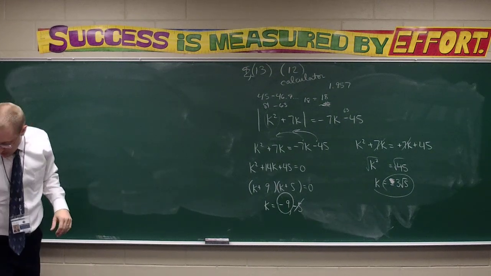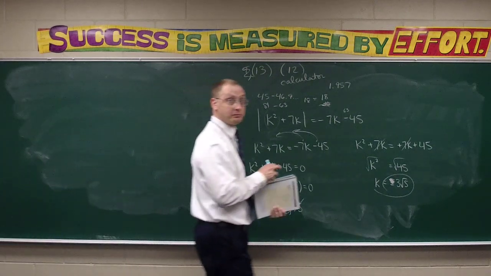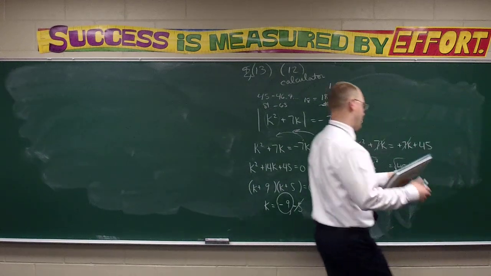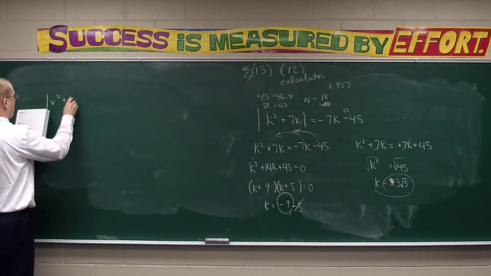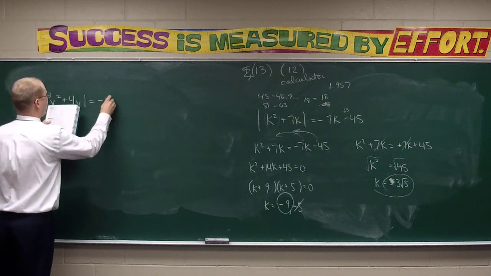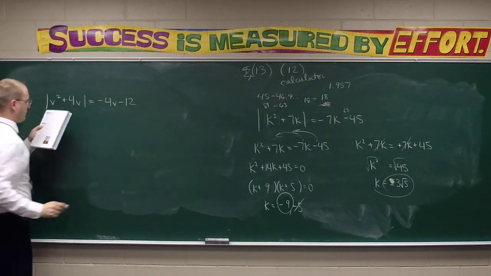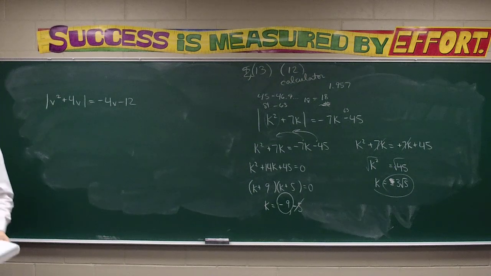Let's take a look at number 10 now. Yes, number 10. Absolute value of v squared plus 4v equals negative 4v minus 12. And here's another with a double negative, so that's actually a good thing, right? Because then all those negatives allow us to quickly rule out possible answers. All right, 2 equations. Audrey?